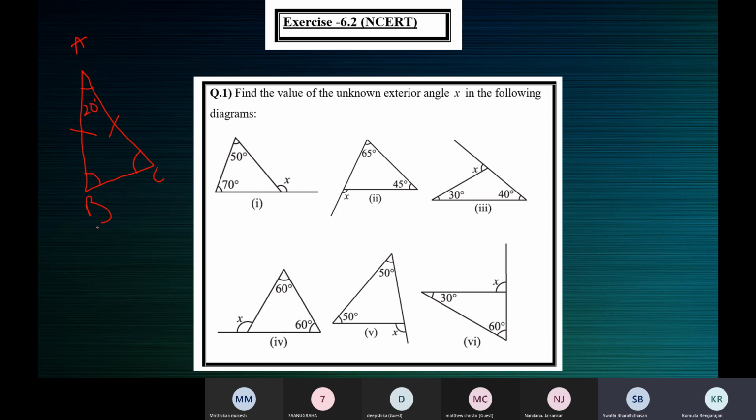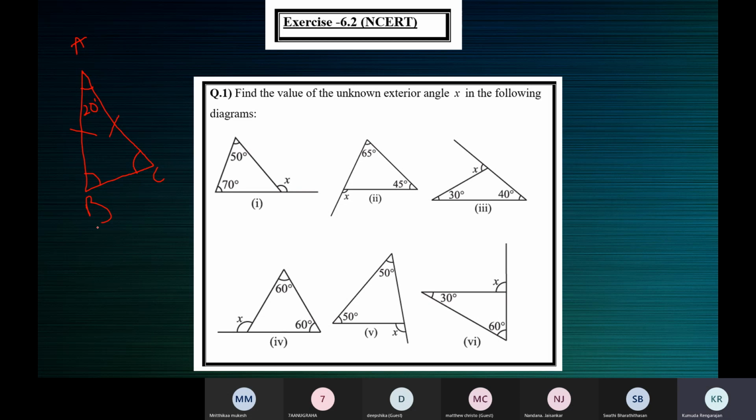We cannot find the length of AB, AC, and BC, children. That is not possible. If AB is 5 centimeters or 6 centimeters, we cannot find the length of AB. We cannot find the length of AC. We cannot find the length of BC. But we can find the angles.